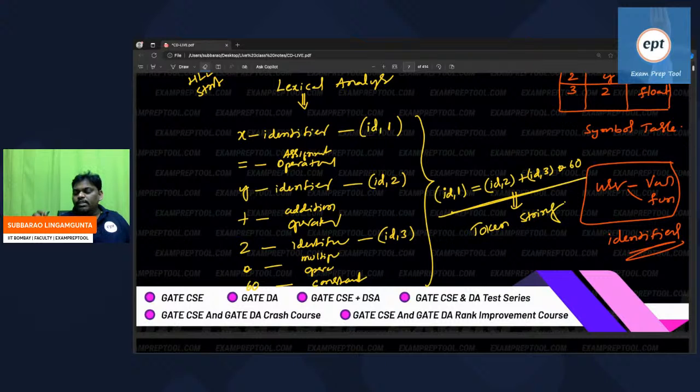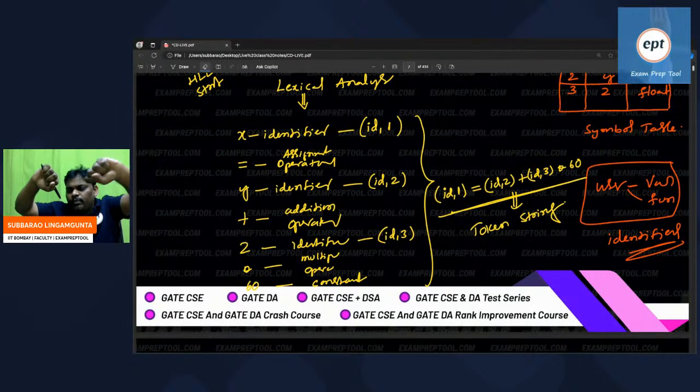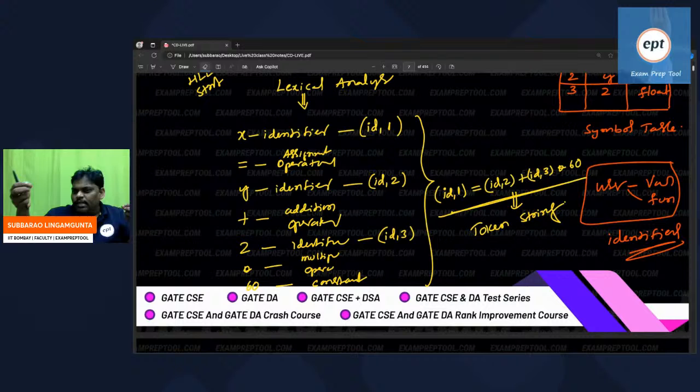Please be careful. This is an expected question in the exam. In the exam, they will ask you the lexical analyzer's purpose: dividing the given program into tokens. Because it clearly says this is an identifier, this is an operator, this is the addition operator, this is a multiplication operator, this is a keyword, this is a constant. It is clearly dividing.